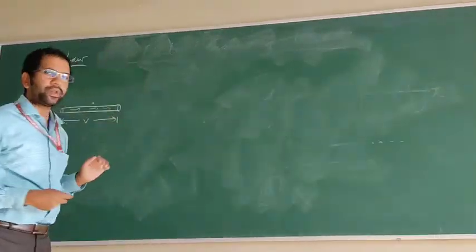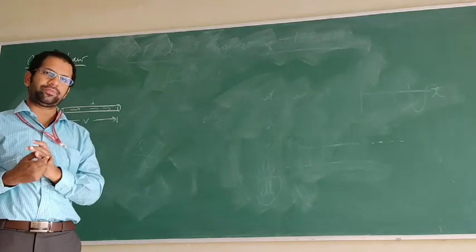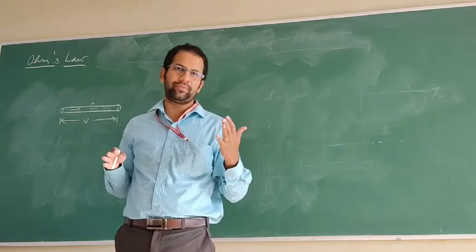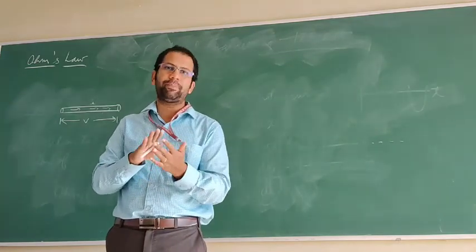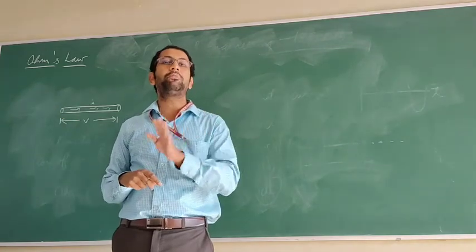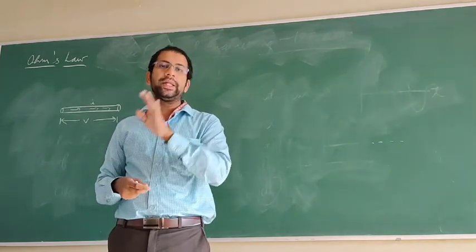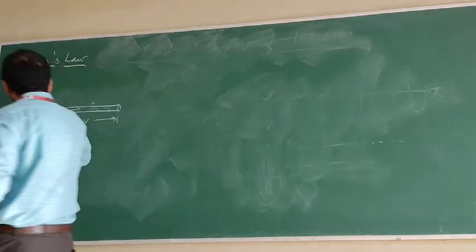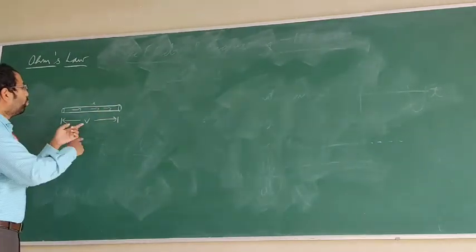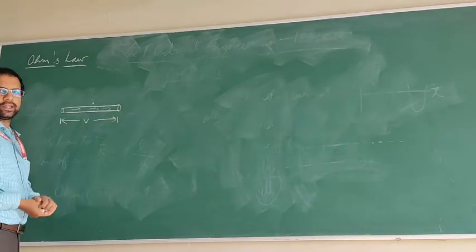According to Ohm's law, if you keep the temperature constant, let's say it's 25 degrees centigrade, so the constant temperature should be 25 degrees centigrade throughout the experiment. If you keep the temperature constant, then the current flowing through the conductor is directly proportional to the voltage at the two ends of the conductor.